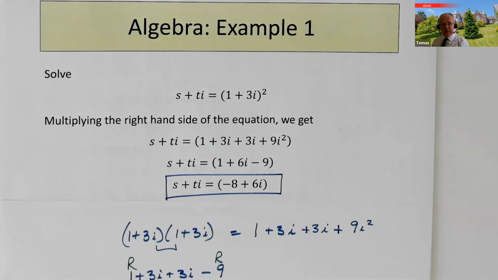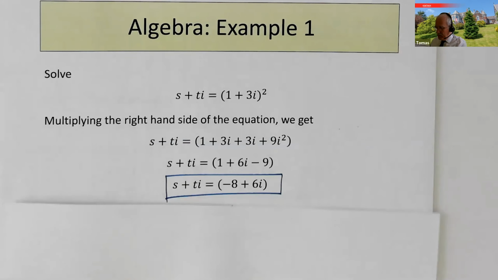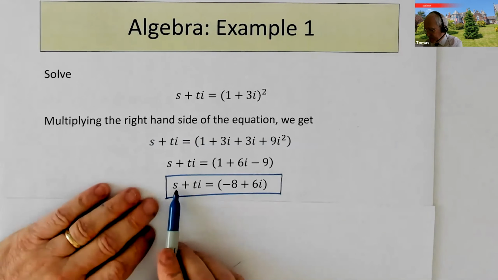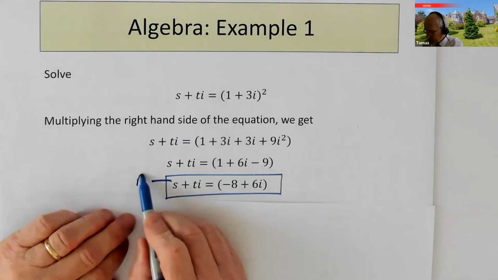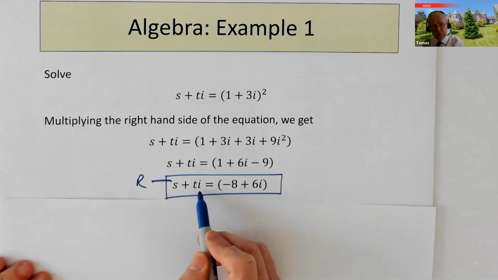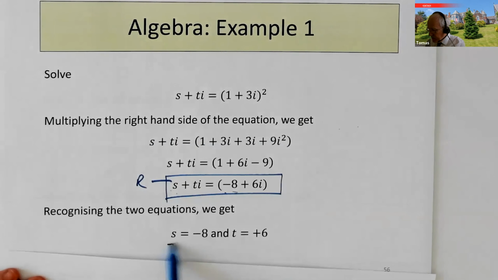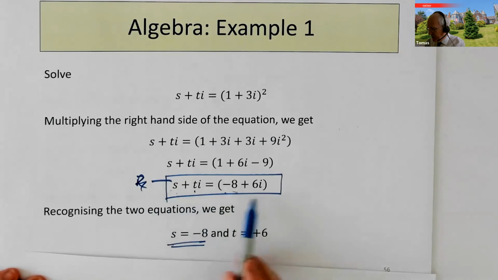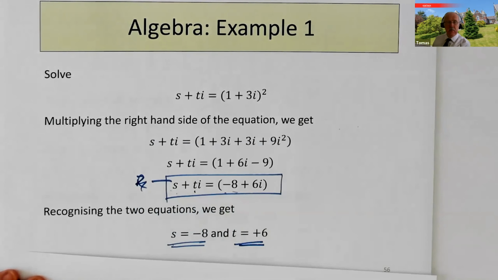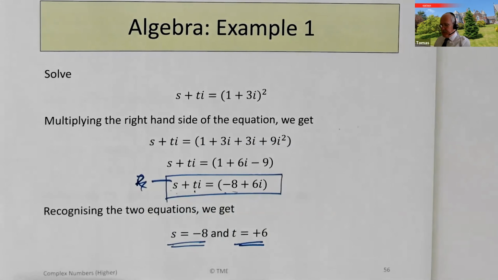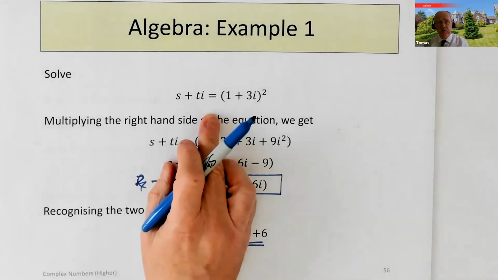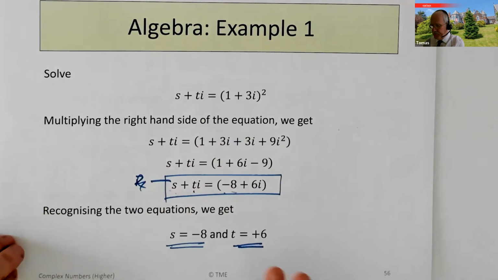Solve for s and t. Well, if I'm solving for s and t, if s is real and t is the imaginary bit, the reals must equal the reals. So s must equal minus 8, the real parts, and the t must equal the 6. And that's all that was going on in that question, even though when you looked at it first, it looked a bit tricky.